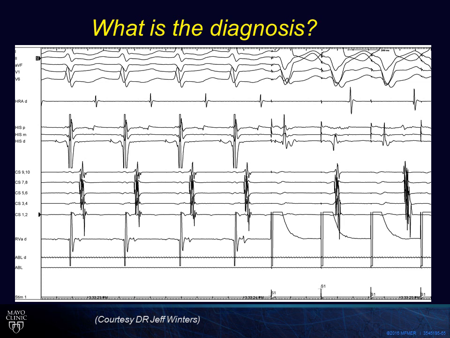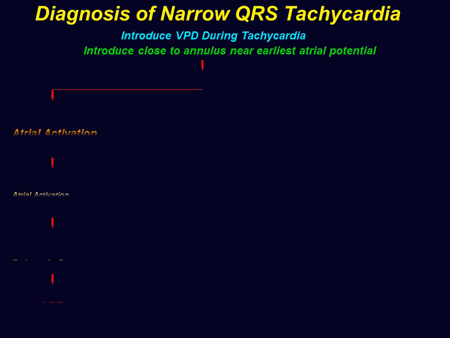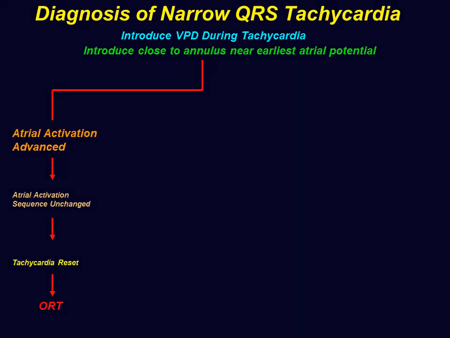Even though you're doing VOP, or ventricular overdrive pacing, the tachycardia termination here is very diagnostic that this is participating in an accessory mediated tachycardia. So when you have narrow QRS tachycardia, introduce the ventricular premature depolarization during tachycardia, but close to the annulus near earliest atrial potential. If the atrial activation is advanced and atrial activation sequence is unchanged and the tachycardia is reset, meaning the next His is pulled in, you have ORT.